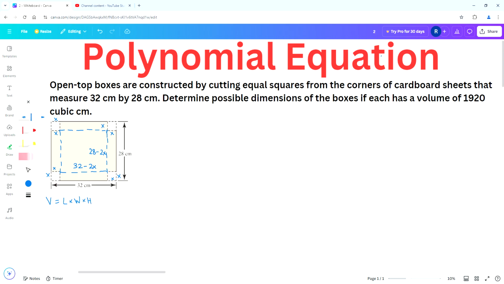We have to find the dimensions of the box. For that, we need to find the value of x. We can sub in the volume as 1920, the given value in the problem. The length is 32 minus 2x. The width is 28 minus 2x. The height is x. We have to solve this equation.